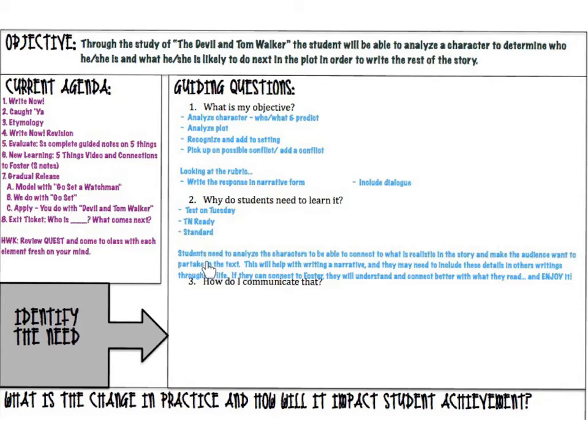So I really want to get back to reading for fun, that students need to analyze the characters to be able to connect to what is realistic in the story and to make the audience want to partake in the text. I think that's going to help them with writing the narrative, and they may want to include some of these details in other writings throughout life. Also, I want them to understand that if they can connect to Foster, they're going to understand the text and connect with it better, and they might actually enjoy it when they can start to see the intertextuality and the complexity of the plot.